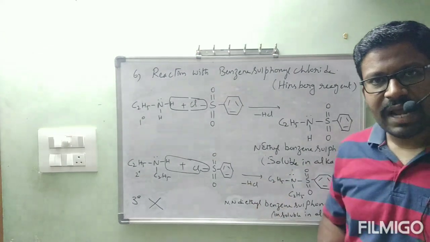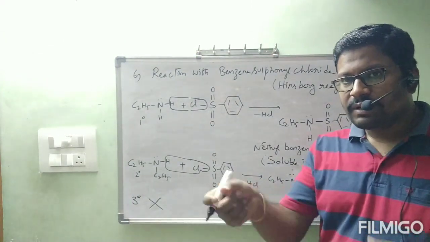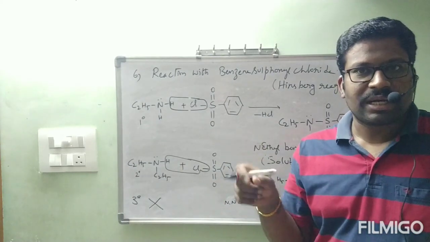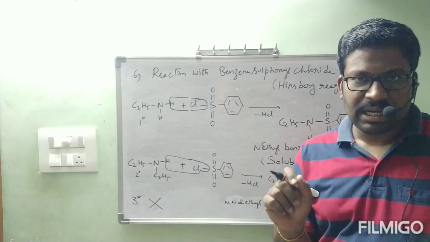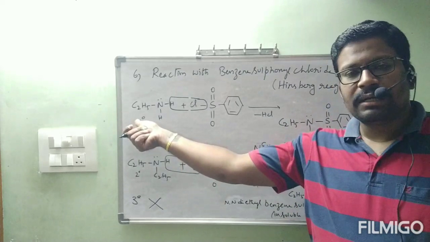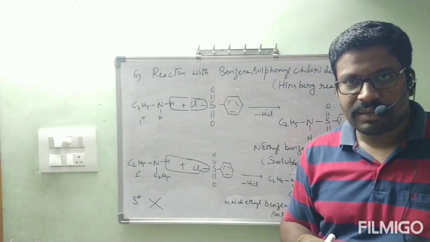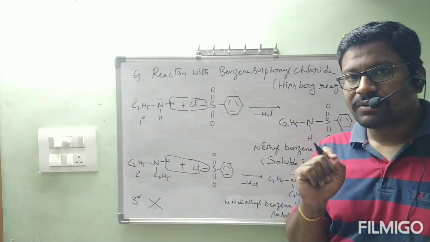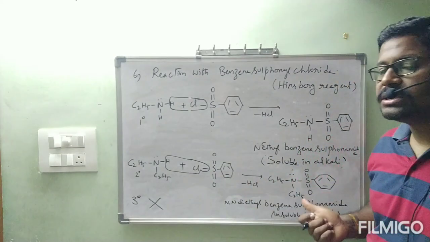If it doesn't undergo reaction, we will confirm it as tertiary. If it undergoes reaction, we will get one compound. To that compound, we will add alkali, that is KOH or NaOH. If the formed compound dissolves in that alkali, we will confirm it as primary amine. If it is not soluble in the alkali we added, then it is secondary amine. But why is that compound soluble, and why is the secondary amine compound not soluble?